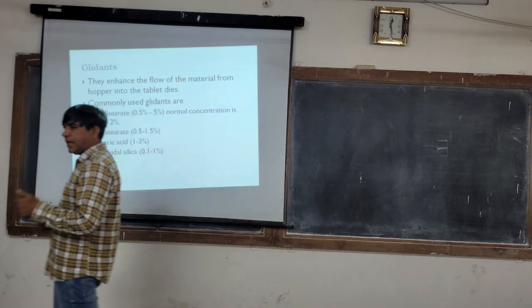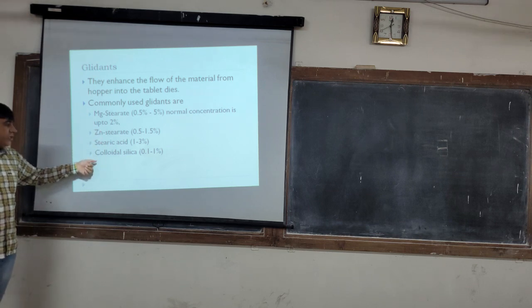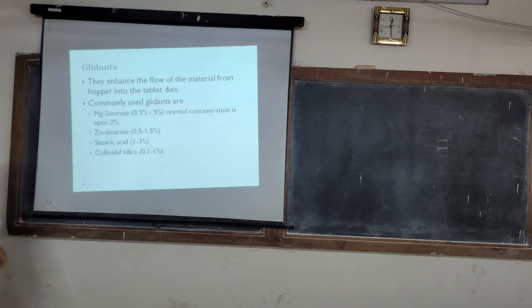Normally, we are using talc and magnesium stearate as a glidant. Magnesium stearate in the concentration range of 0.1 to 2% and talc in the concentration range of 1 to 2% is commonly used as a glidant. Zinc stearate, stearic acid and colloidal silica are other examples. They improve the flow of granules from the hopper to the die cavity.